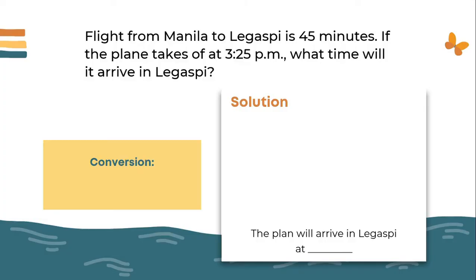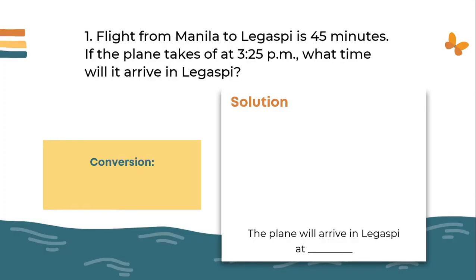Now let's solve real life problems involving time. A flight from Manila to Legazpi takes 45 minutes. If the plane takes off at 3:25 p.m., what time will it arrive in Legazpi? What is the conversion that we will use here? It is 1 hour equals 60 minutes.